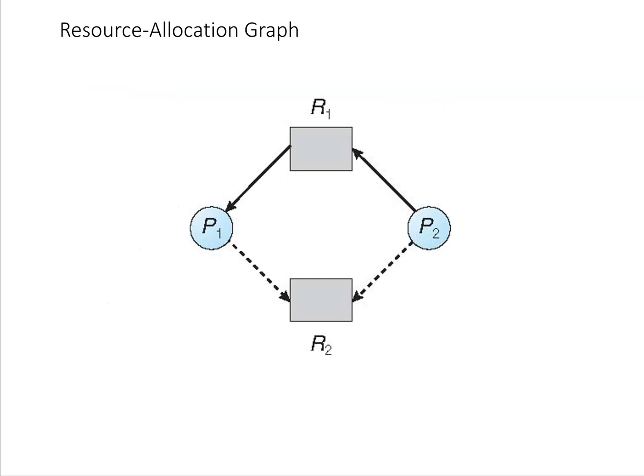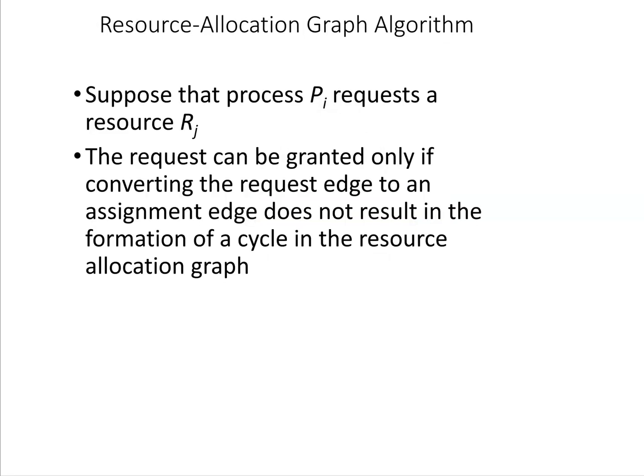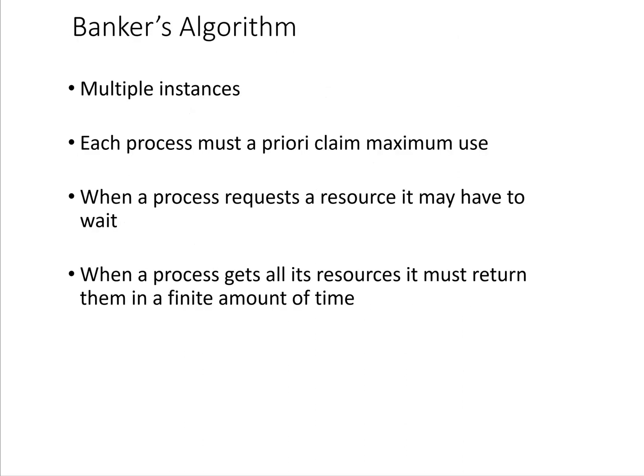Here we go. Very simple resource allocation graph. And here we have an unsafe resource allocation graph because we have the possibility of starving out if P2 requests R2. Suppose that process Pi requests a resource, Rj. The request can be granted if and only if converting the request edge does not result in the formation of a cycle in the resource allocation graph.